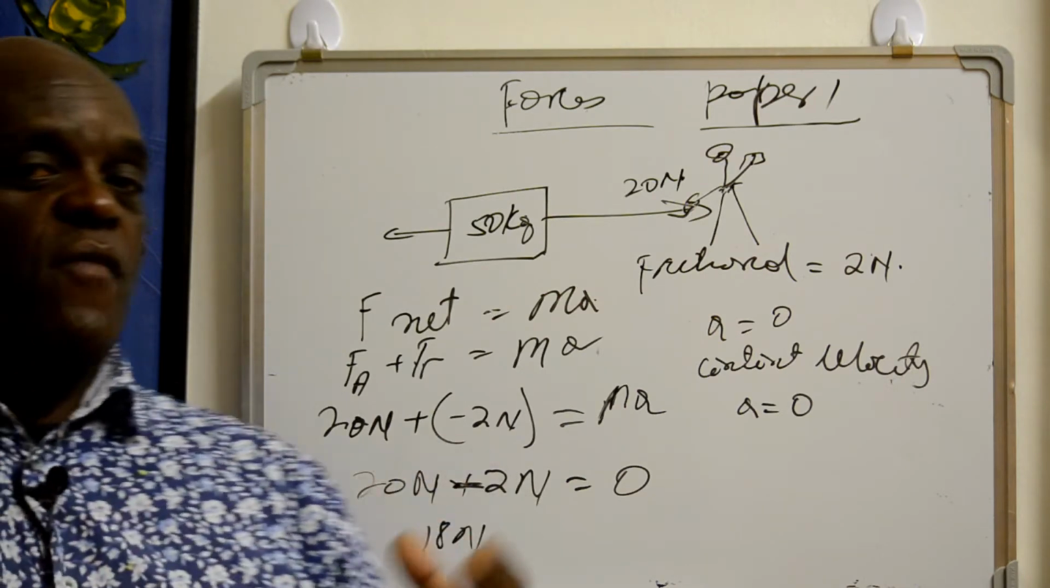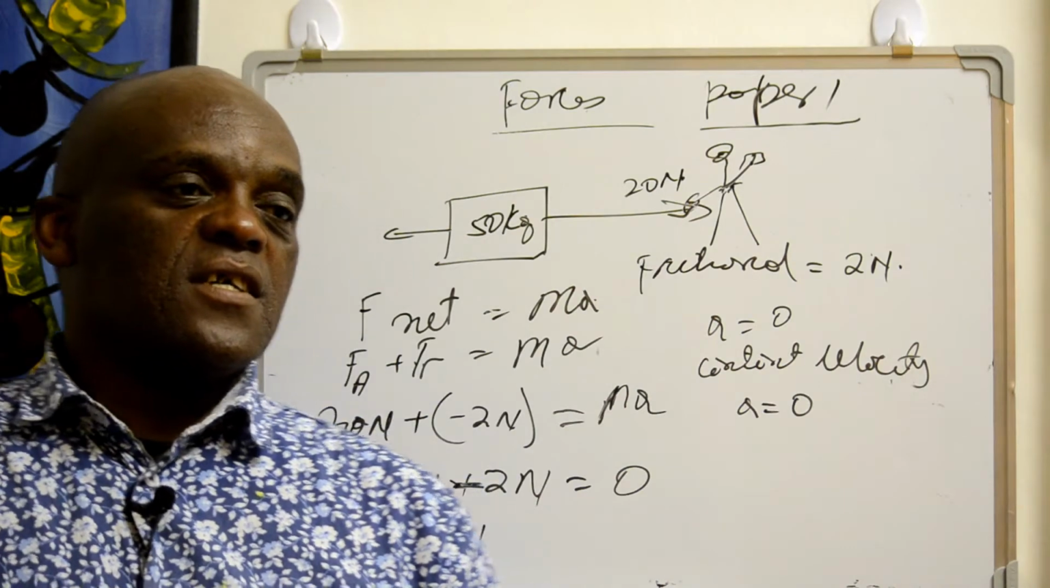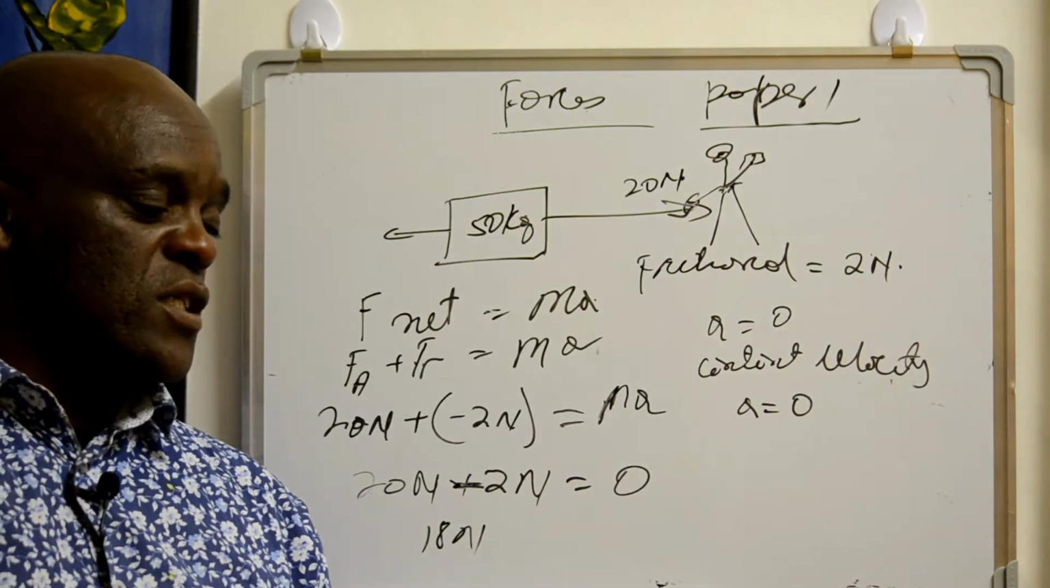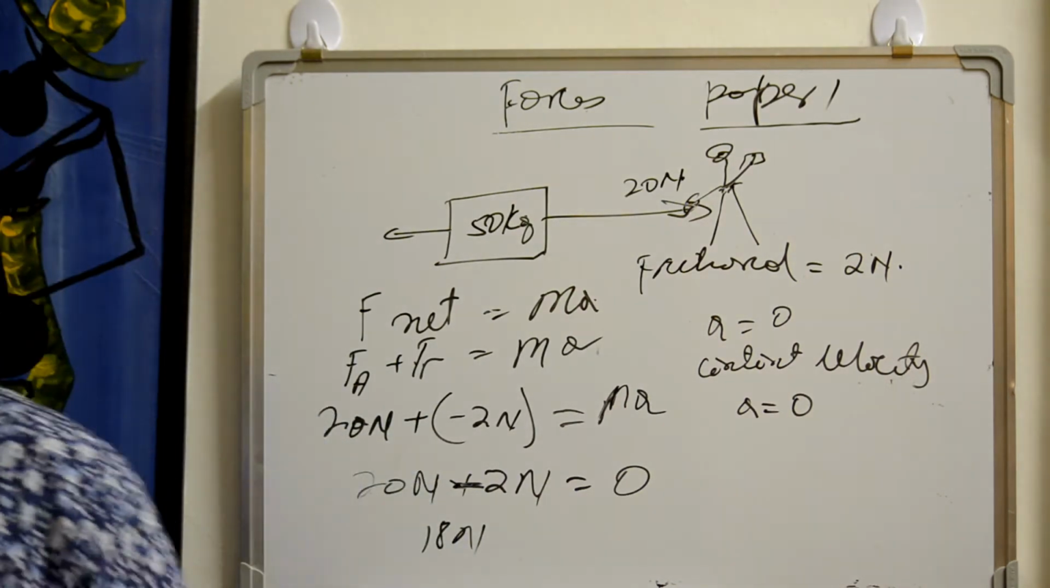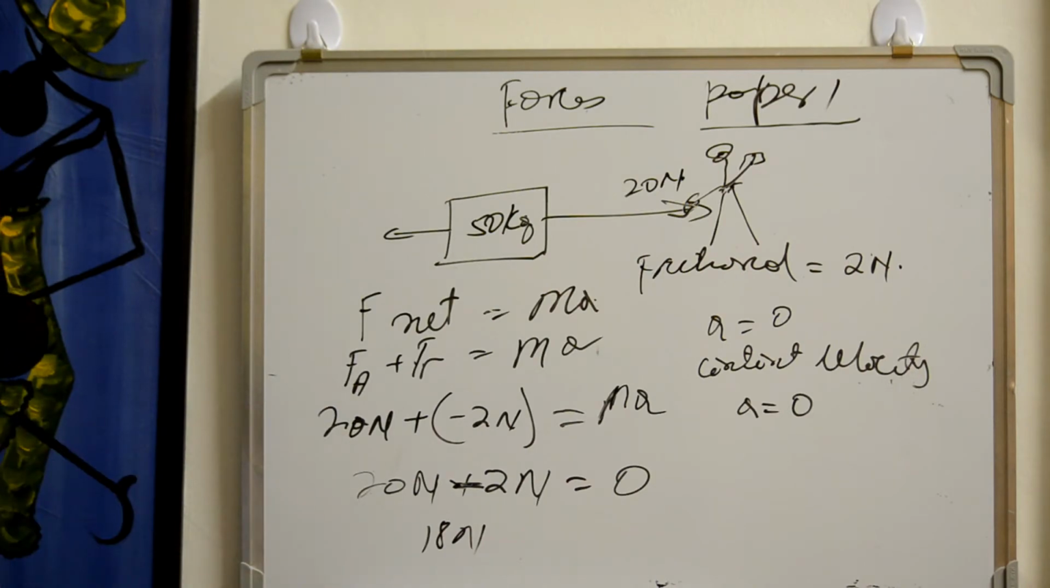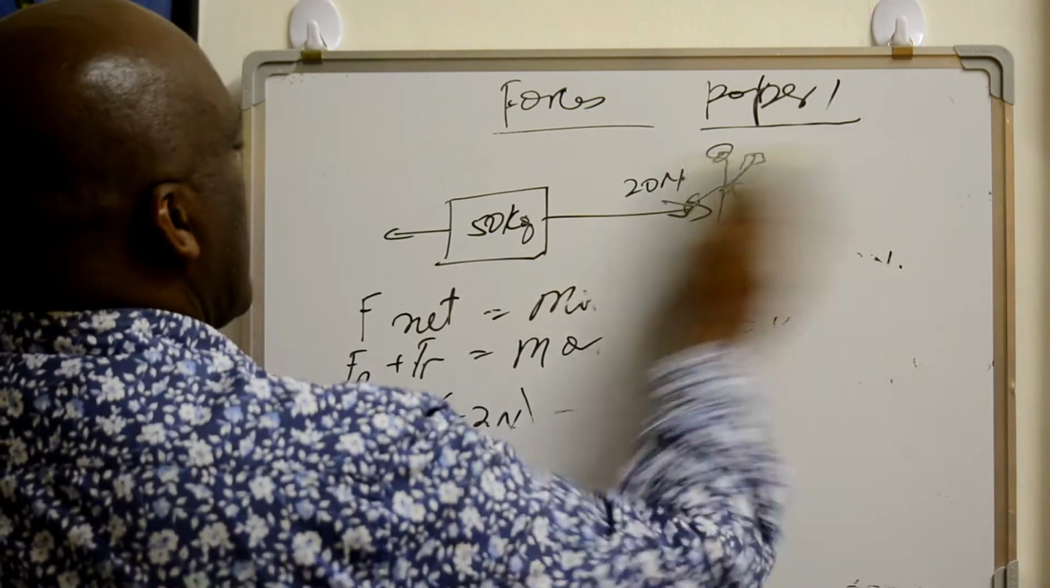What I want to say to you is that you must know that when you talk of an F net, you are referring to two forces, one acting in one direction and one acting in the opposite direction. Okay.